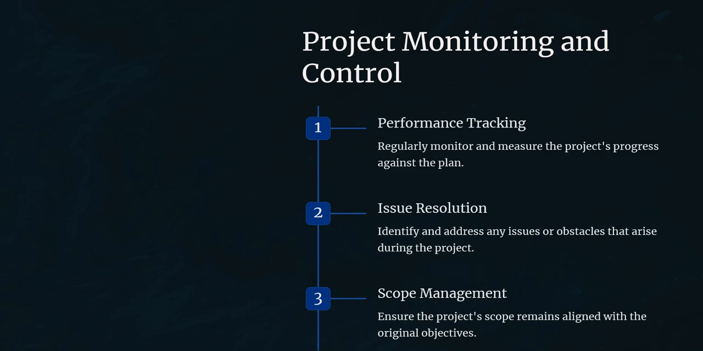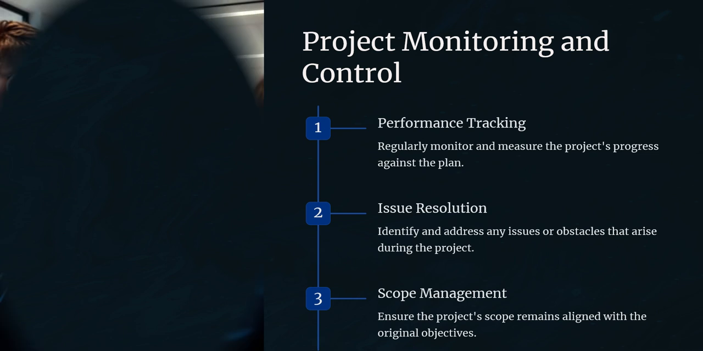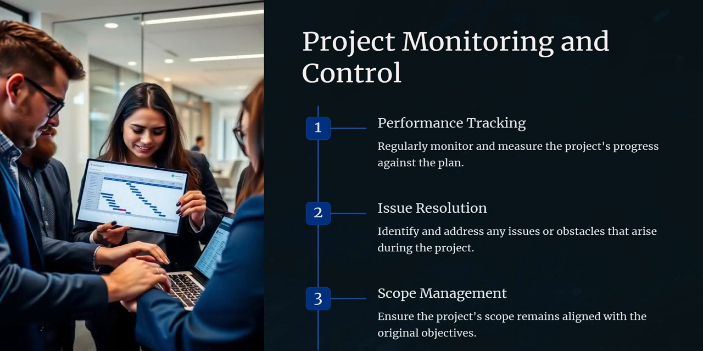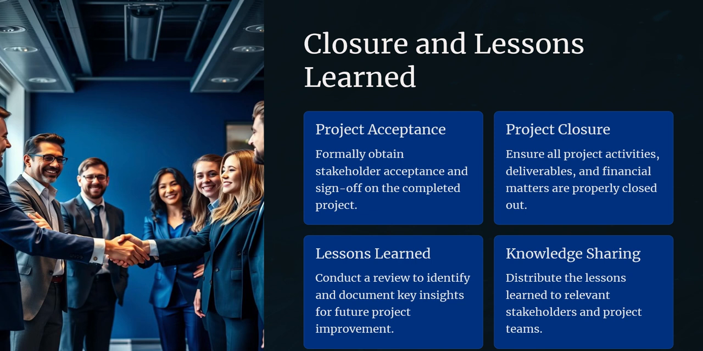Next is project monitoring and control. In this phase we perform performance tracking, issue resolution, and scope management. Performance tracking: regularly monitor and measure the project's progress against the plan. Issue resolution: identify and address any issues or obstacles that arise during the project. Scope management: ensure the project scope remains aligned with the original objectives.